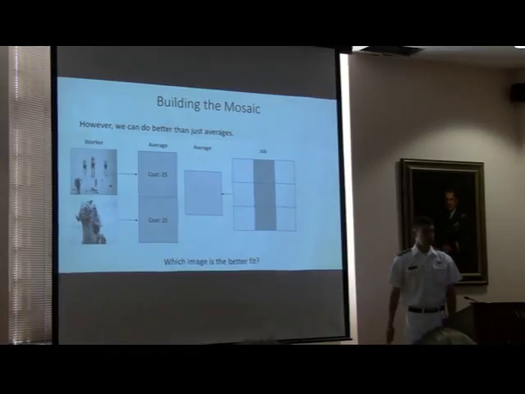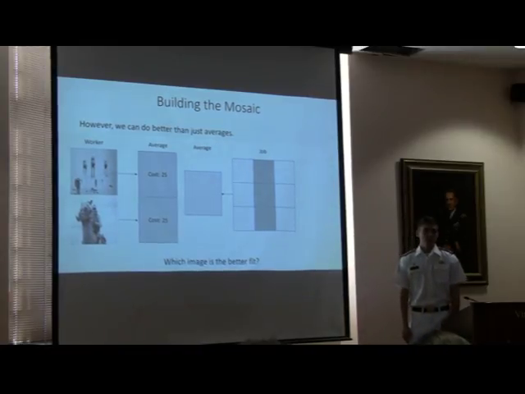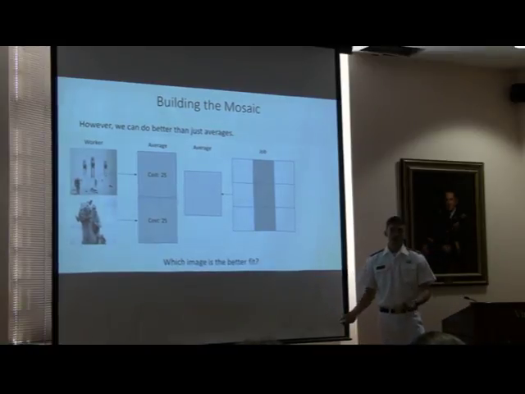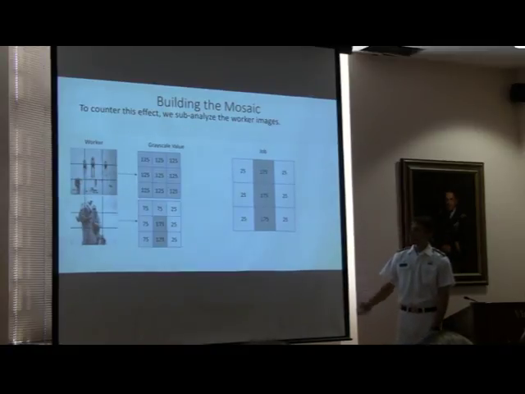So the tauntaun? Troy Emig says the tauntaun, and Troy Emig's pretty smart, so I agree with him. Now, how are we going to do that using math? Because we need to automate this when we're working with thousands of pictures. What we do is we sub-analyze the worker images.